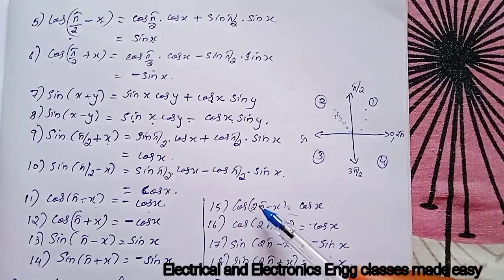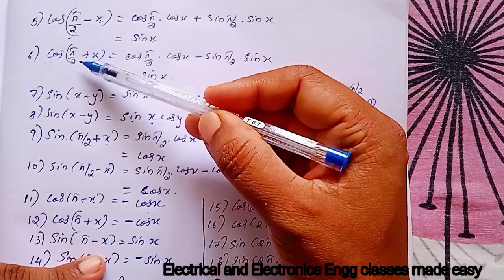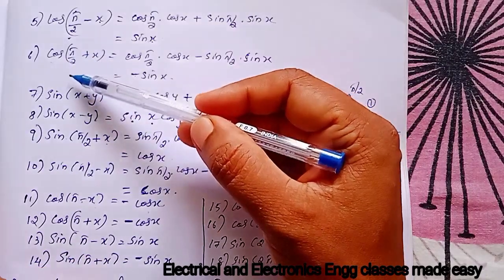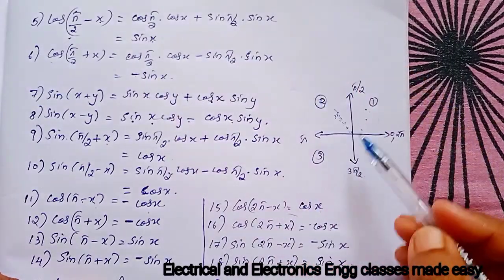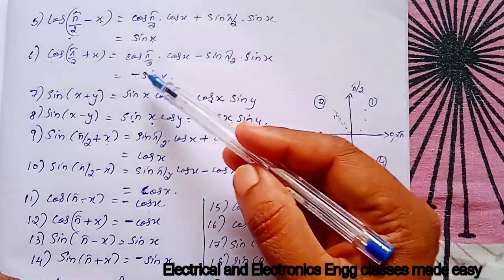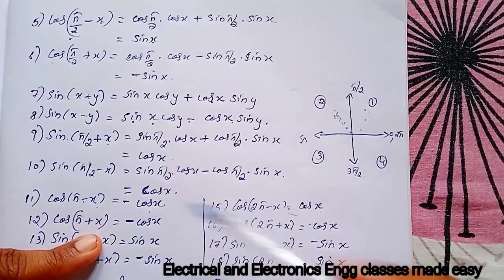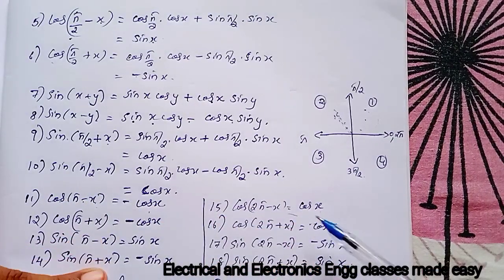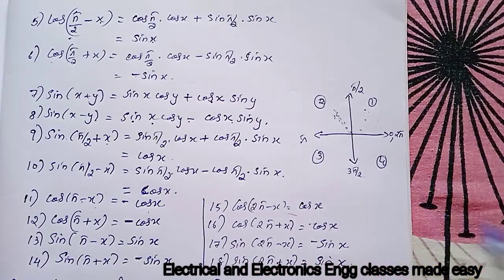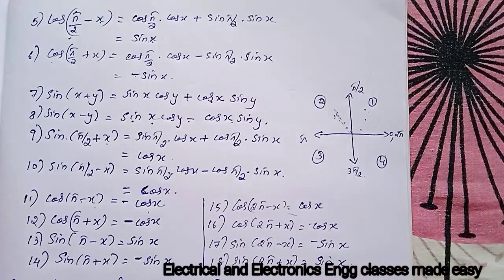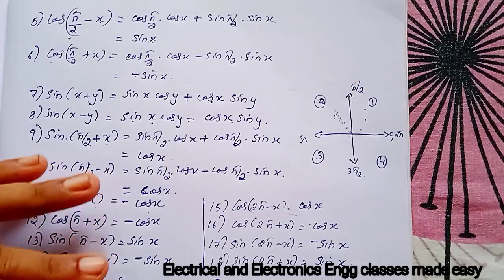So if this is cos π/2 or sin π/2, then if this is cos, we have to write a sine here, and according to the quadrant we have to take the sign. And if this is π or 2π, then the same function we have to write, and the sign according to the quadrants. So that is about the signs of trigonometric functions in different quadrants.